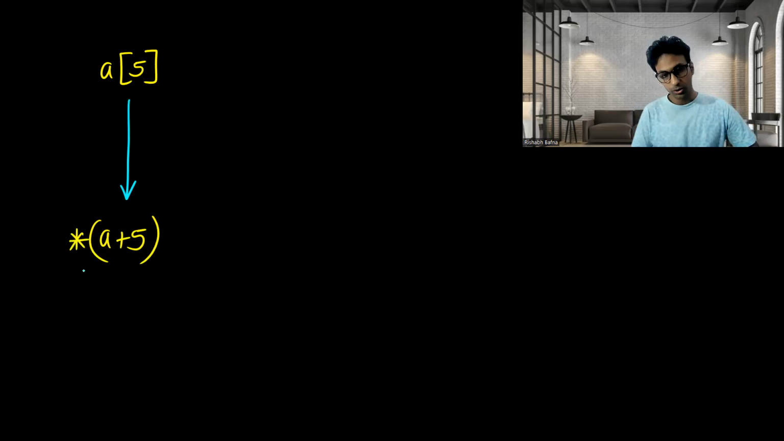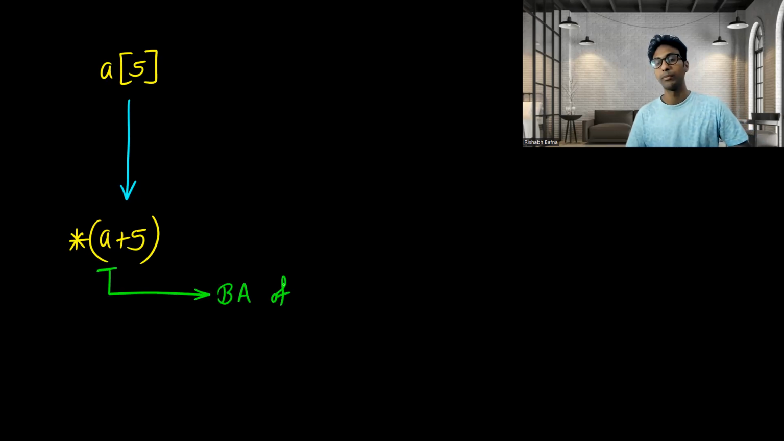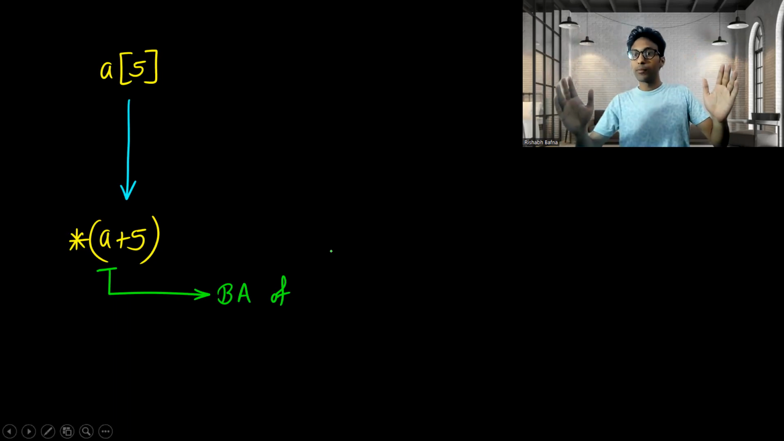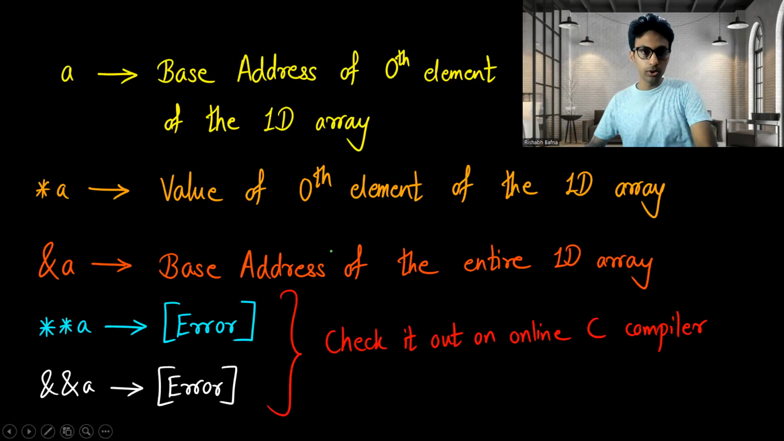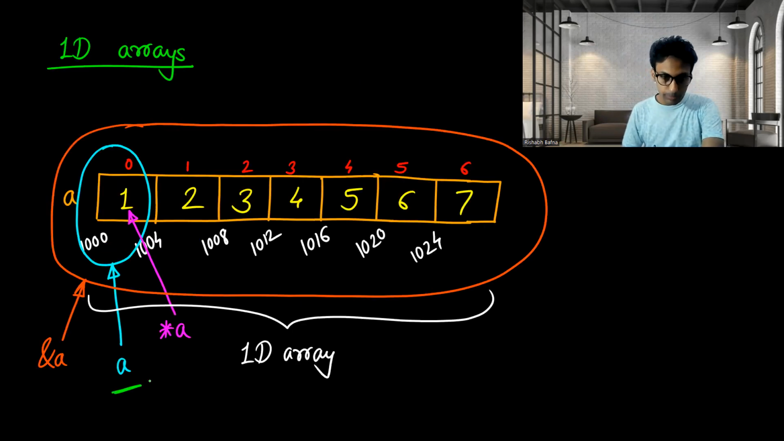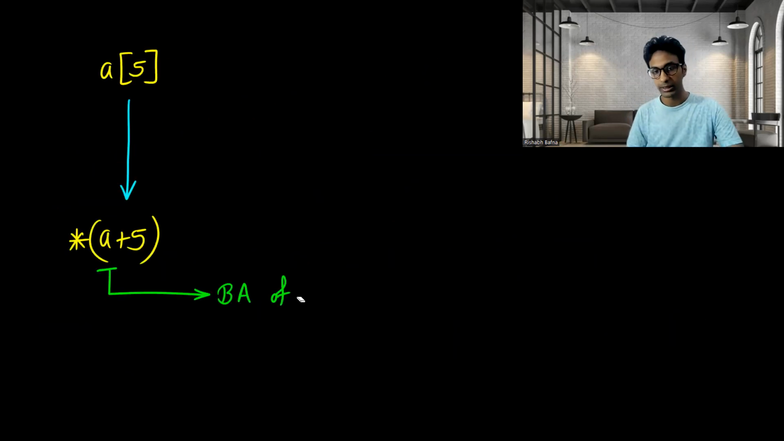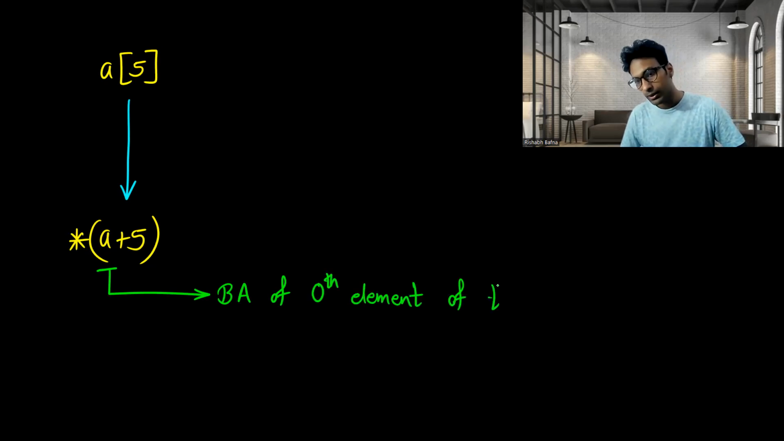What is A? So see, what is A? A is the base address of what? In the 1D array, A indicates what? Base address of the zeroth element. I told you initially, A is the base address of this zeroth element. So I have even written it here: base address of the zeroth element of the 1D array.